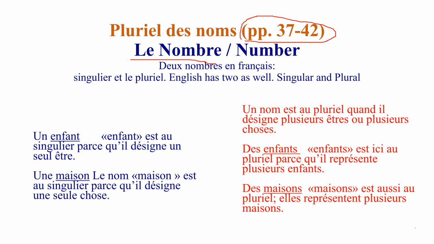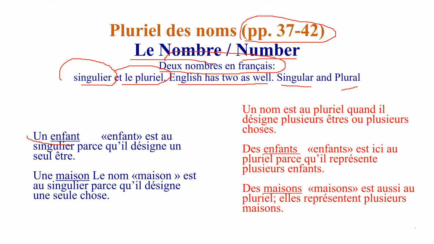Let's start with le nombre. Le nombre is the number in English. We've got deux nombres en français, two numbers in English. It is no different. English has two as well, singular and plural. In French, it is le singulier et le pluriel.